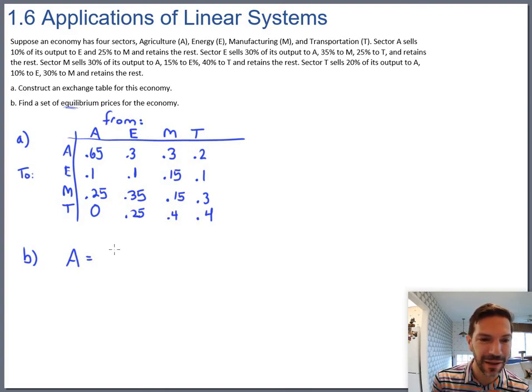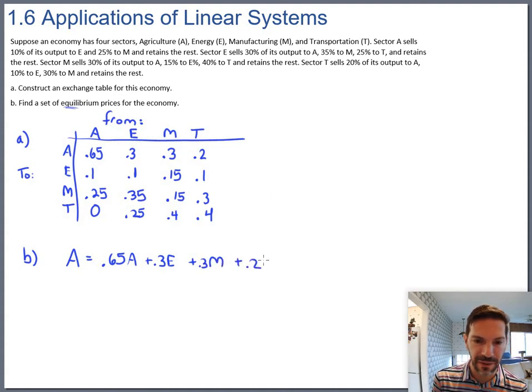But anyway, the agriculture value is equal to 65% of itself. Agriculture also gets 30% of the energy sector, or I should say it needs 30% of the energy sector. It needs 30% of the manufacturing sector, and it needs 20% of the transportation sector.